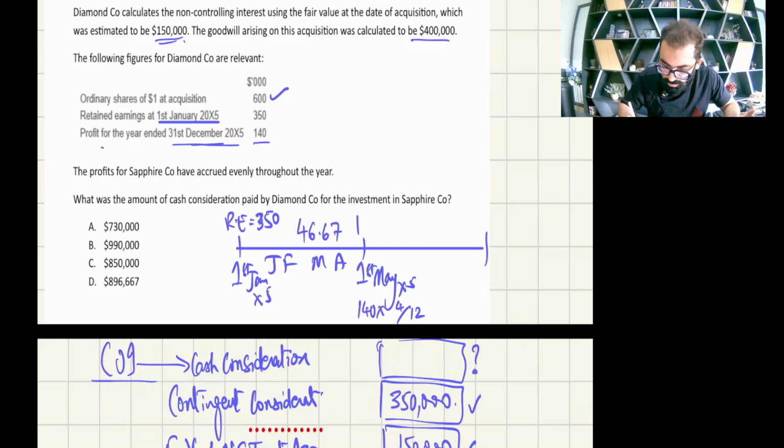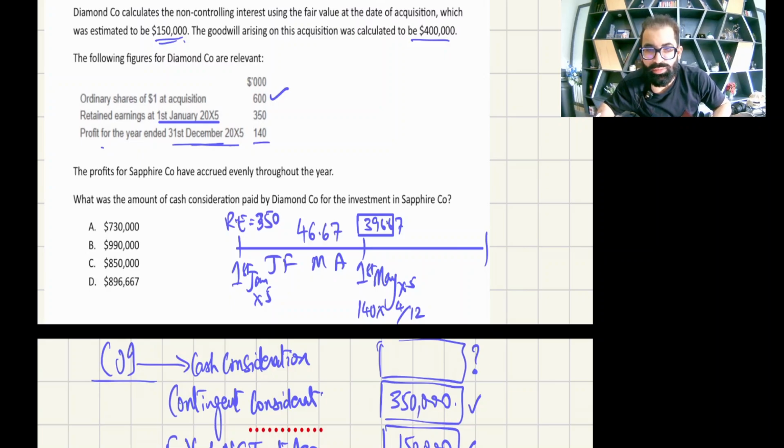$46.67. It's going to be 396.67. Okay, 396.67. Your retained earning at 1st May X5.